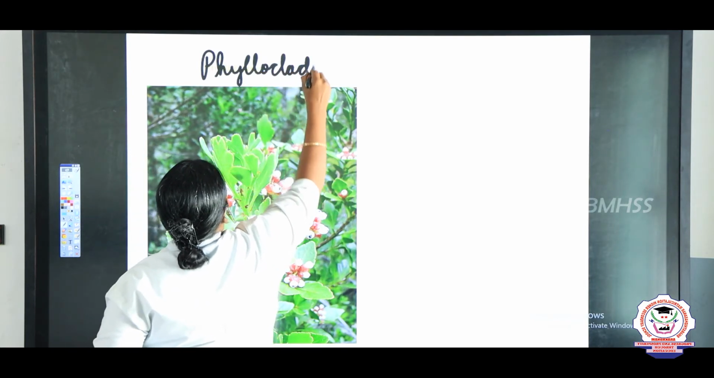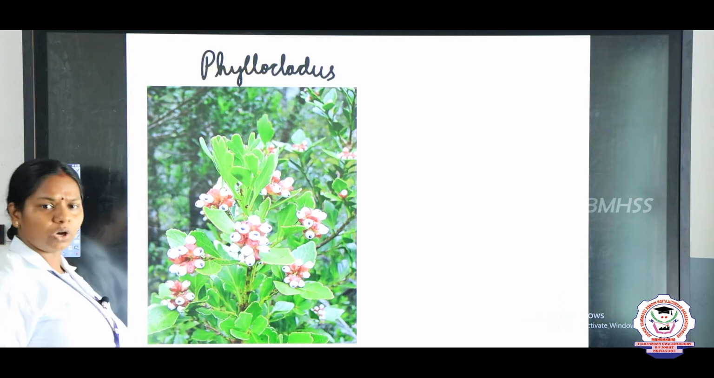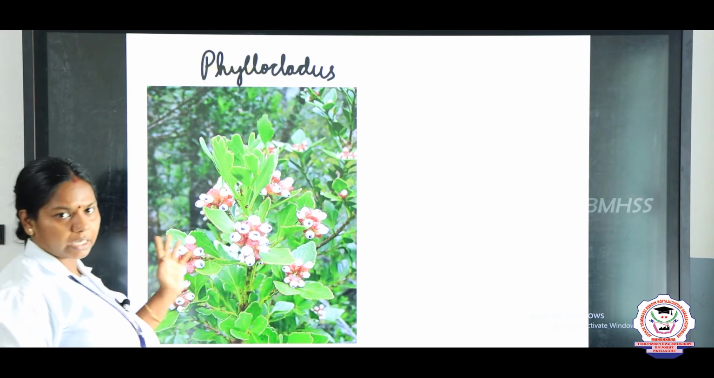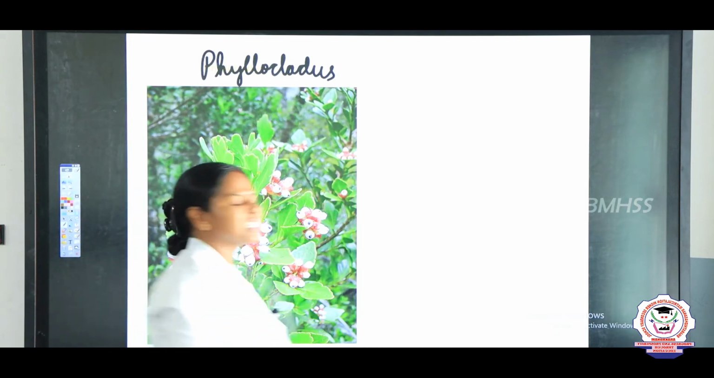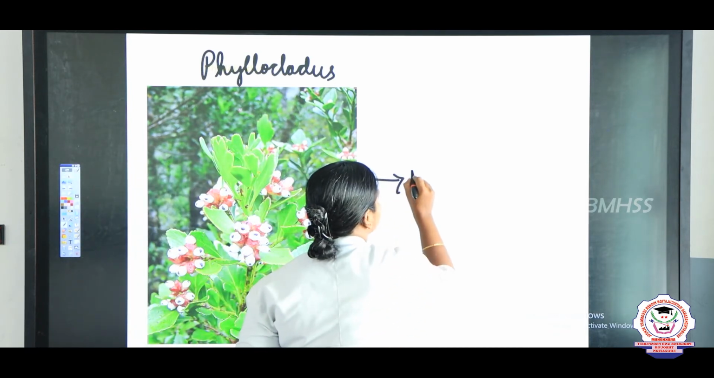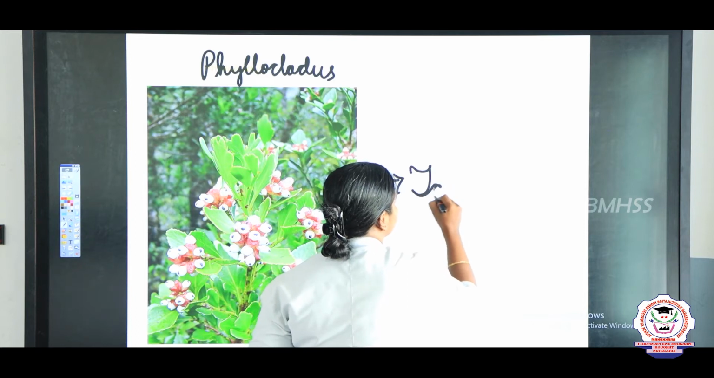Phylocladus produces thorns, hence it is named Phylocladus. Araucaria, Picea and Phylocladus produce a substance called tannins. What is obtained from this, children? Tannins.